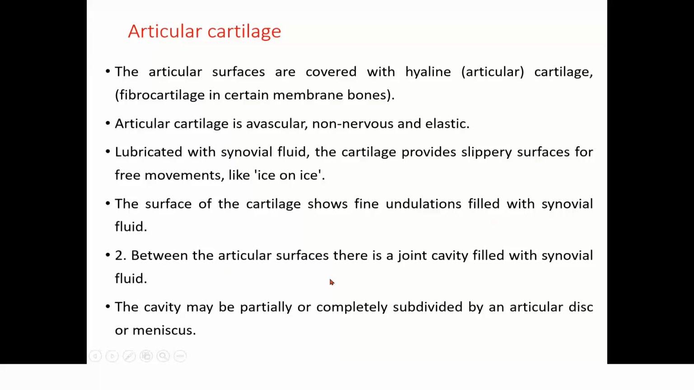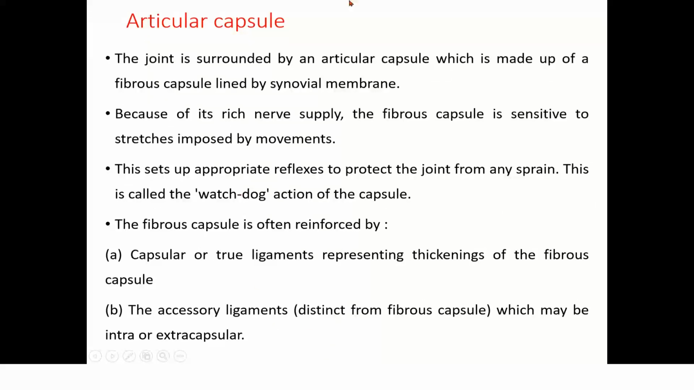Then between the articular surfaces there is a joint cavity filled with synovial fluid. The cavity may be partially or completely subdivided by an articular disc or meniscus. Articular capsule. The joint is surrounded by an articular capsule which is made up of a fibrous capsule lined by synovial membrane. Because of its rich nerve supply, the fibrous capsule is sensitive to stretch imposed by the movements.